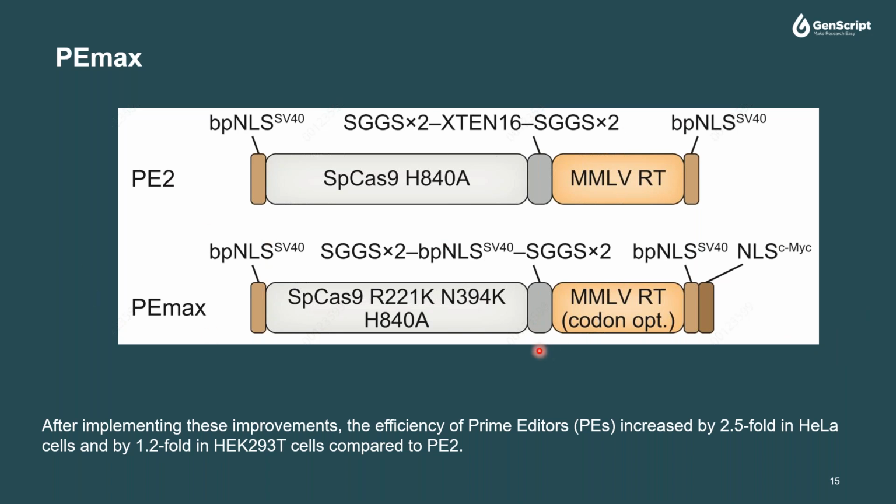After implementing these improvements, the efficiency of prime editors increased by 2.5-fold in HeLa cells and by 1.2-fold in HEK293T cells compared to PE2.